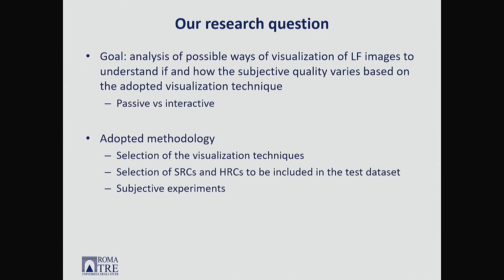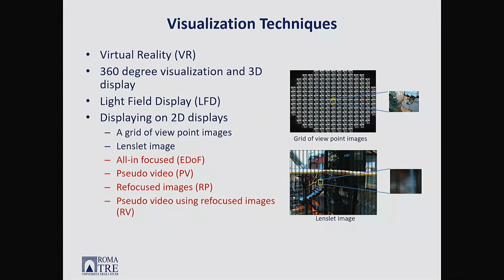So where to start? We had this discussion with Patrick a couple of years ago: how can we start thinking about evaluating light field? The first problem was how to properly design the subjective tests that have to be carried out. We said, okay, let's first decide what visualization techniques we want to use, then how to select the content to include in the experimental test, and then run the subjective experiment to see how our selection worked. This is how we approached the problem.